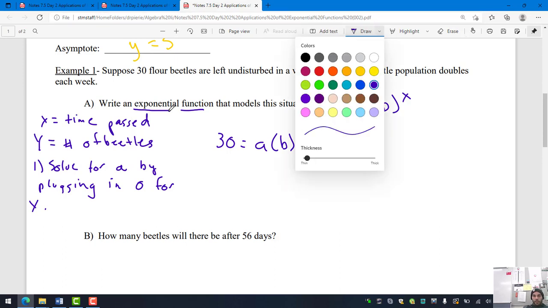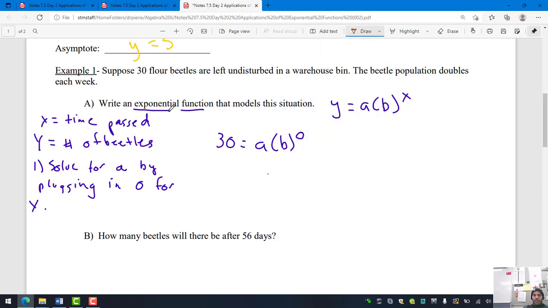What do I mean by that? Well, what do we know? Anytime we have something raised to the 0 power, what is it equal to? b to the 0 power is equal to just plain old 1. So if I clean this up a little bit, I have a times 1 is equal to 30. And what's anything times 1? It's just itself. a is going to be equal to 30. In my equation, 30 is going to be equal to a every single time.